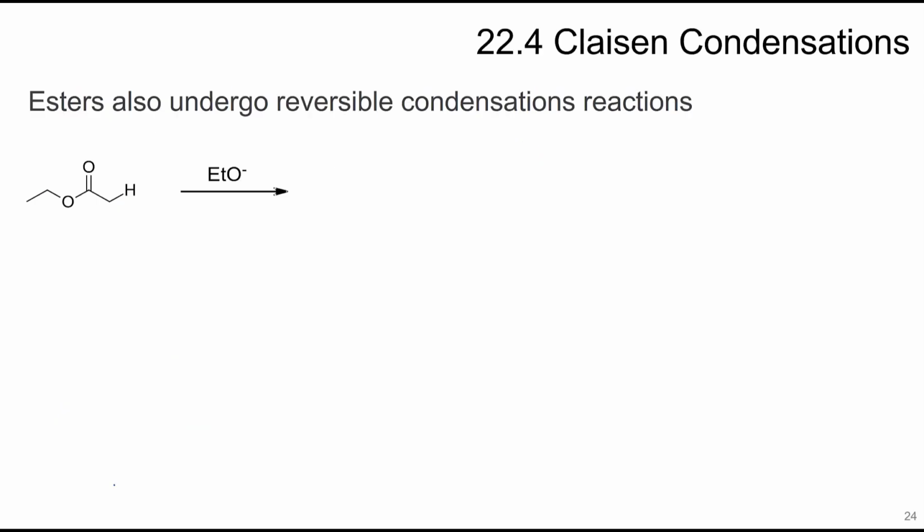Esters can also go through reversible condensation reactions. In this case, we have ethoxide, which is going to be the base. Typically, you want to do a Claisen condensation with the ethoxide that matches the ester part. So this is OEt, so we use OEt minus. This OEt minus is going to grab this hydrogen. We're going to form the enolate.